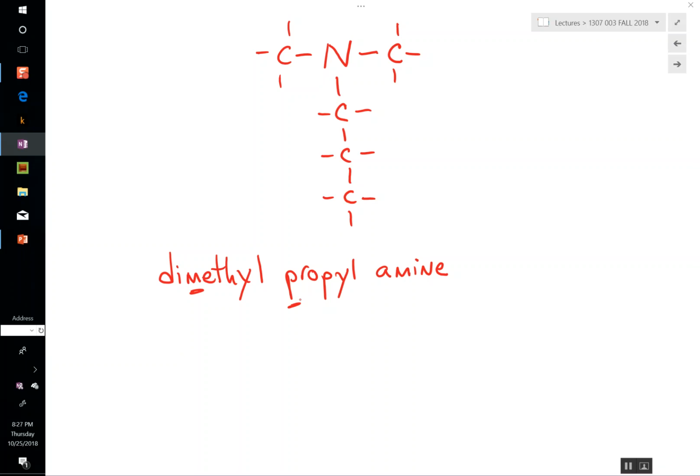An organic chemist would unambiguously know what amine you are talking about. And if he wanted to draw the structure of it, he could. All right? So there's just a few minutes on naming simple amines.